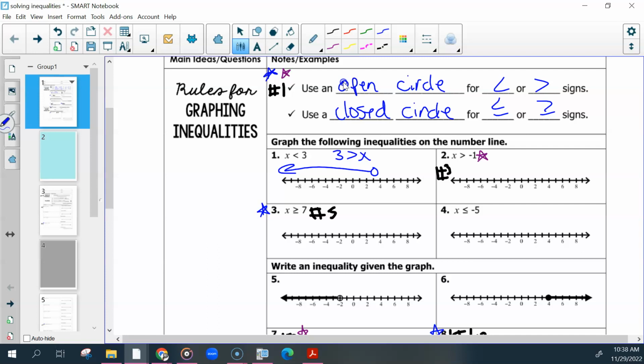If you're not sure though, if it's written like this, you could always ask, if I start to look at some of these numbers, like is 2 less than 3, is 0 less than 3, so on and so forth, the answer to that is yes, that's the direction we're going to graph it. If I was looking at 5, 8, 10, are those numbers less than 3? No, so I wouldn't graph it that way. For number 3, this would be a closed circle at 7, but now going to the right.